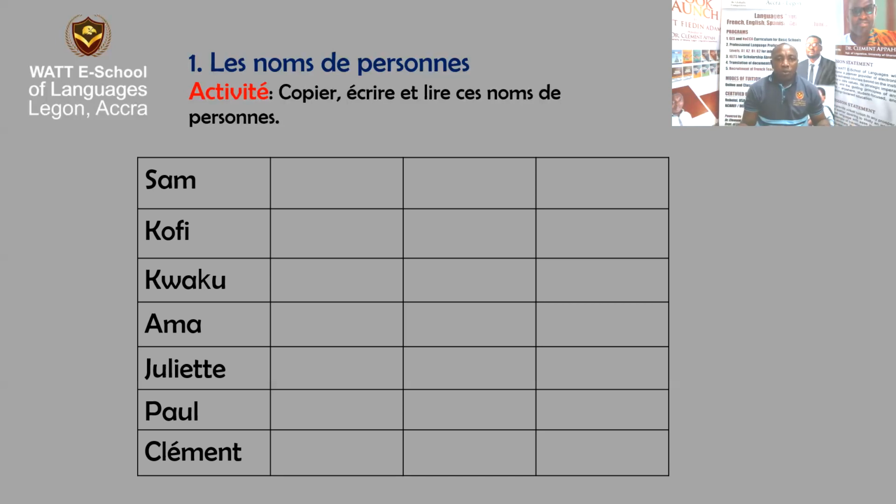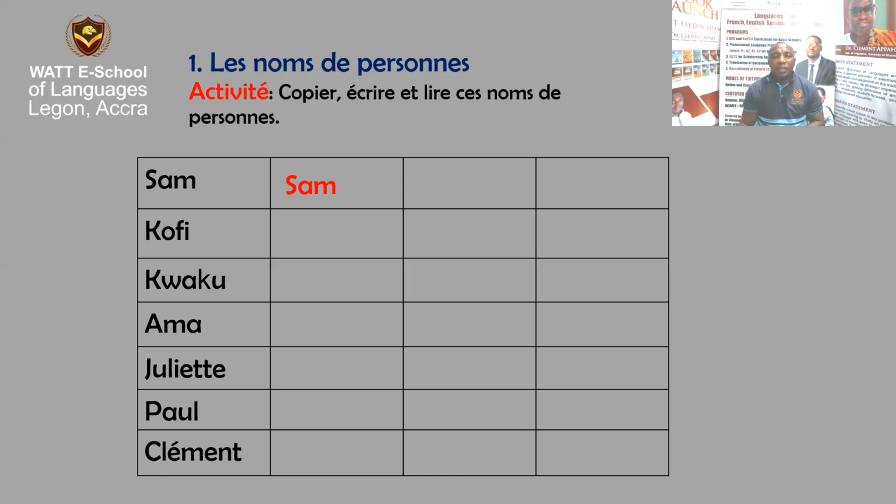Let's read the words: Sam, Kofi, Kwaku, Amma, Juliette, Paul, Clément. You see there's an accent on the e, so it's an e. Clément. Now let's go write the words in the boxes.